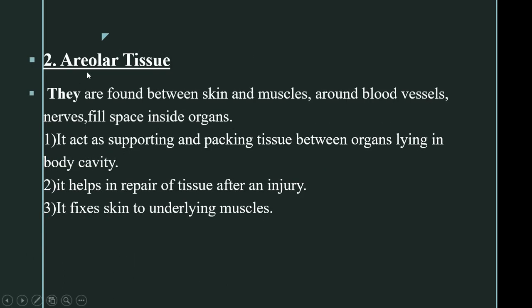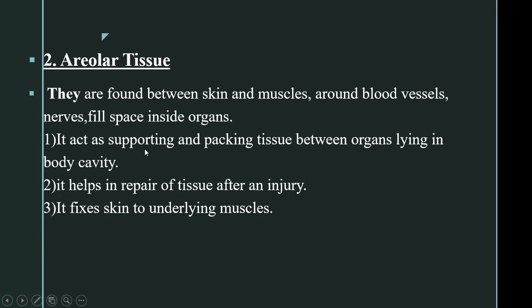The second type of connective tissue is areolar tissue. It is found between the skin and muscles, around blood vessels and nerves, and it fills the space inside the organs. That means it acts as a packaging tissue to fit all the organs in our body. It also helps in supporting the organs lying in a body cavity. It helps in repair of tissue after an injury. It helps to fix the skin to the underlying muscles. These are the three functions of areolar tissue.